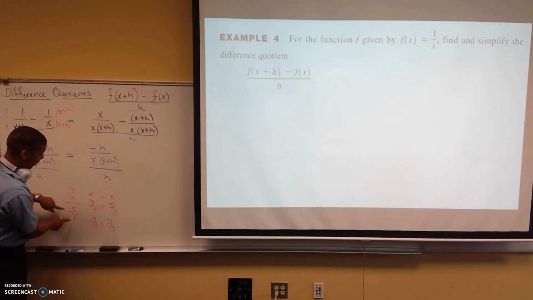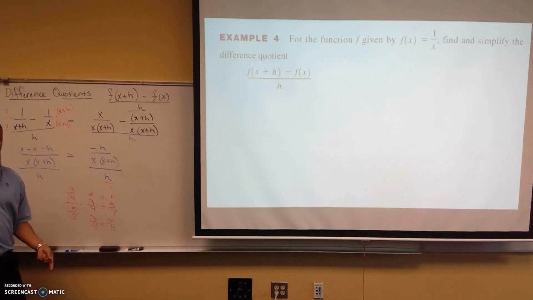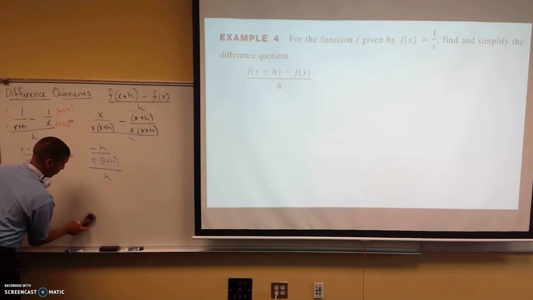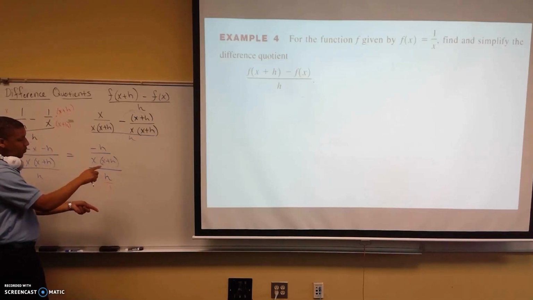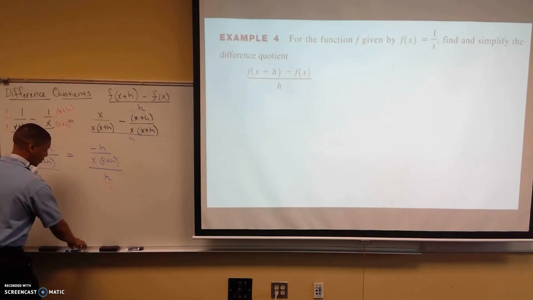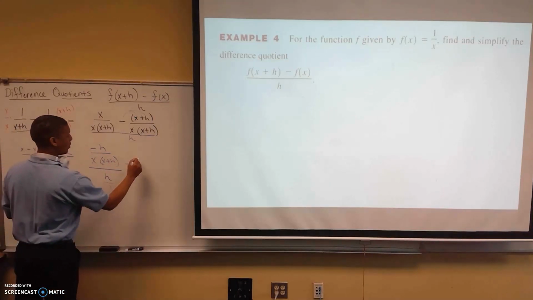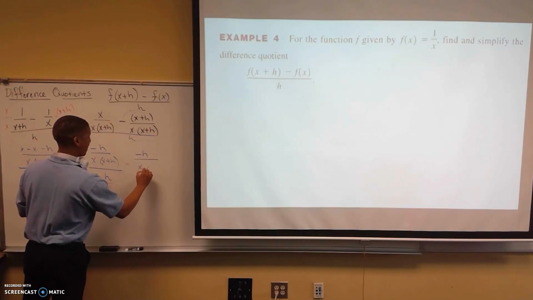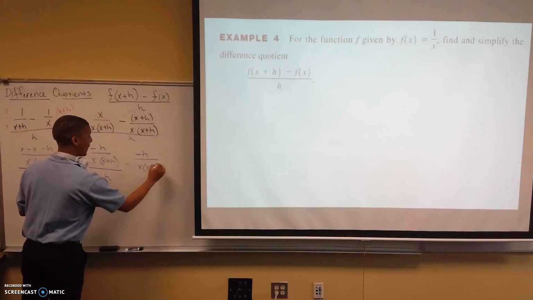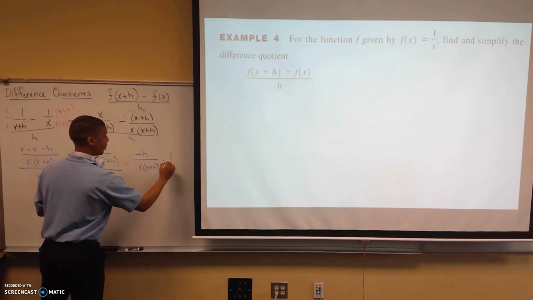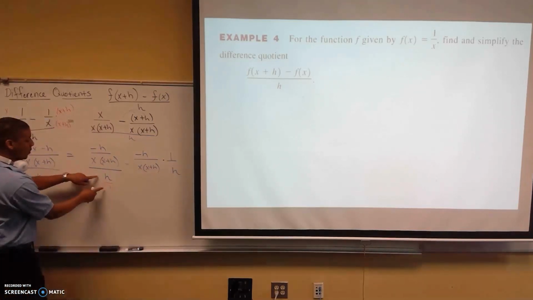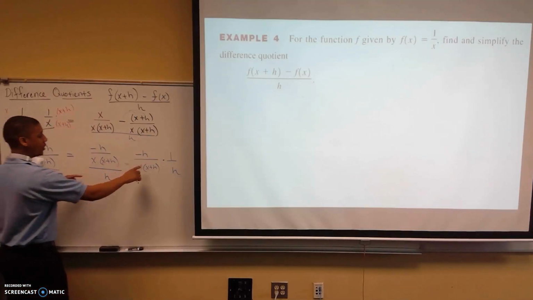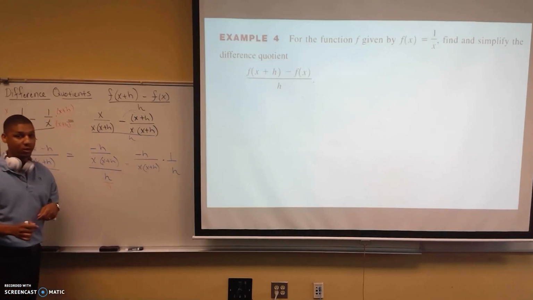I'll flip the bottom one on top and make it multiplication. So this here gets flipped, and we're going to make it multiplication. All I did was take this and do the reciprocal and flip it over here, and then change this division part to multiplication.